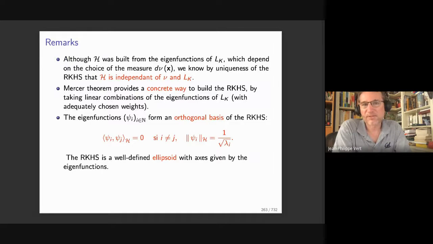The second comment is that, as you know, with the couple of examples I gave on the interval and on the sphere, there are some domains where we know very well how to characterize the eigenfunctions of LK, and so Mercer's theorem sometimes gives a very concrete way to build the RKHS. Starting from an operator on which we can compute eigenfunctions, we define the kernel and the eigenvalues, and we obtain the RKHS over the basis of the eigenfunctions.